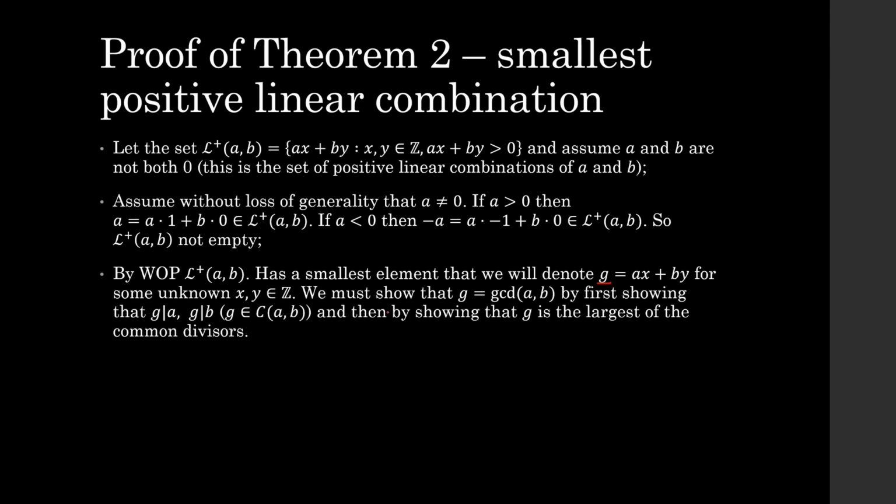So we want to show that G is equal to the GCD of A and B. And so we're going to show this in two steps. First, we're going to show that G divides A, sorry, and G divides B. So that means that G is an element of the common divisors of A and B. Alright? I mean, that's the first criterion to be the greatest common divisor. You have to actually be a common divisor. And then afterwards, we're going to show that G is the largest of all the common divisors.